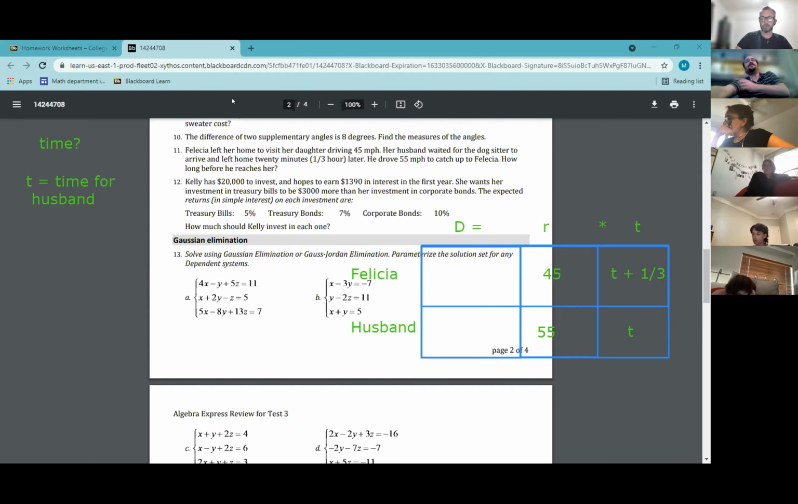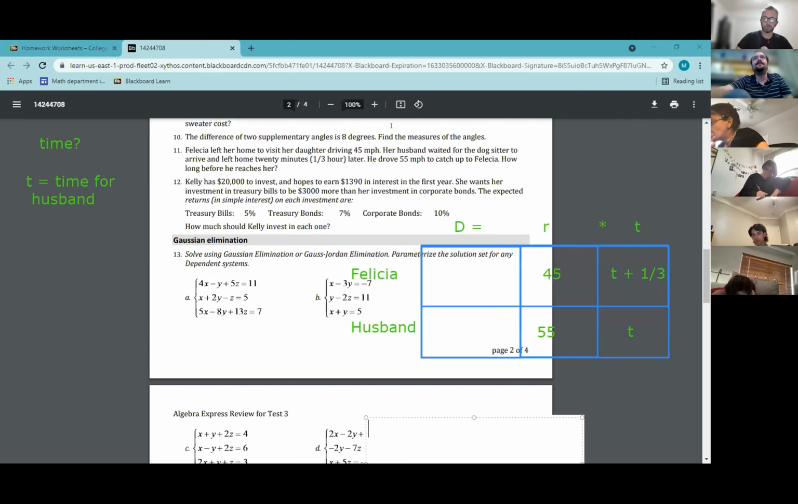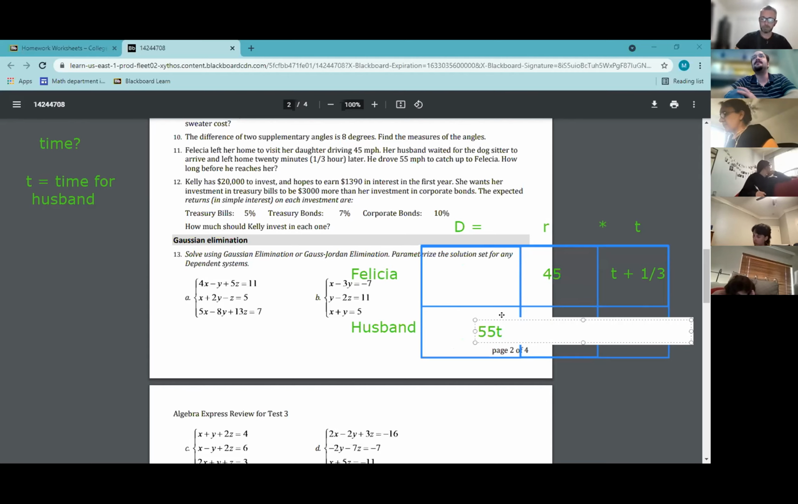All right, we're almost done at this table. We just have one little more spot. What am I putting over here in my distance? How do I figure that out? It's rate times time. I think the husband's is easier to figure out. If I look at my husband, I'm doing my rate times my time: 55 times T.